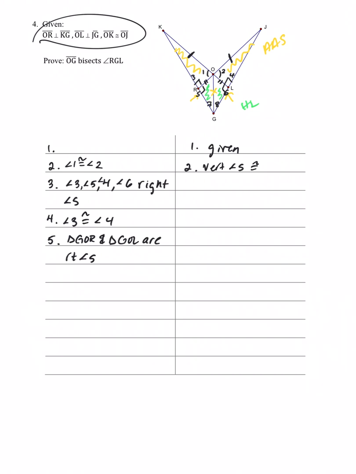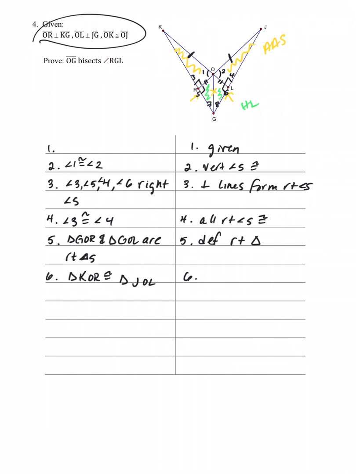So it depends on what theorem you're using, the direction you go. So this is from perpendicular lines form right angles. All right, these angles are congruent because all right angles are congruent. These are right triangles because of the definition of a right triangle. Okay, now I'm going to put that those yellow triangles are congruent. Triangle KOR is congruent to triangle JOL. That is by angle, angle, side.